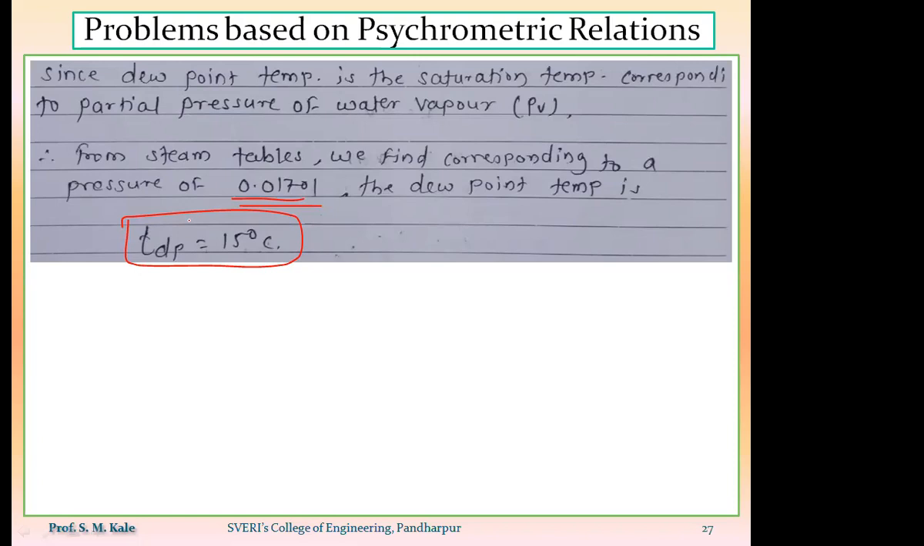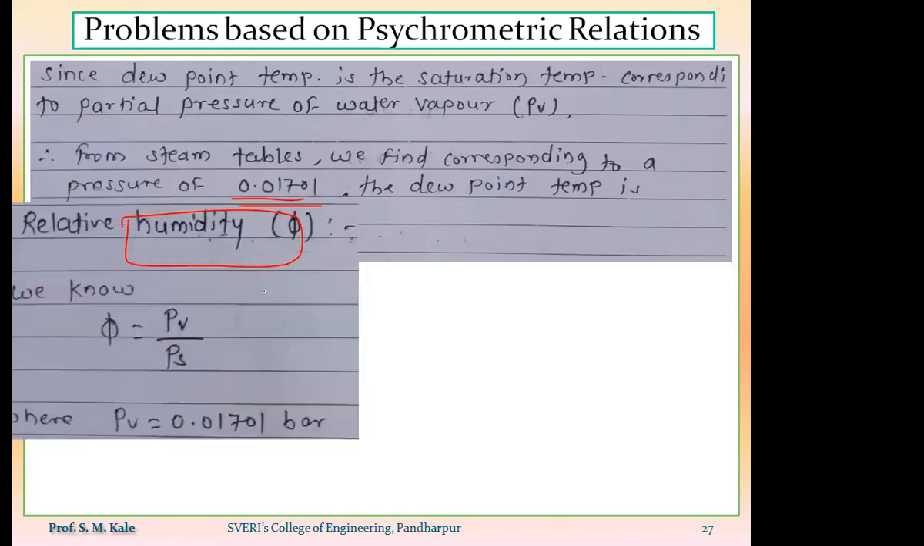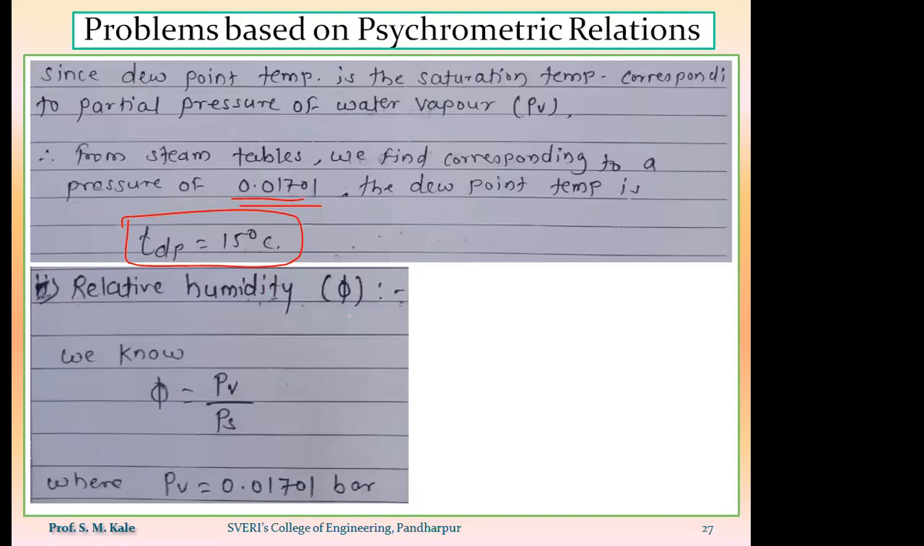Okay. So after finding out the dew point temperature, now we'll find out the second point, that is nothing but relative humidity. So we know the formula for relative humidity. Relative humidity is given by the equation PV by PS.